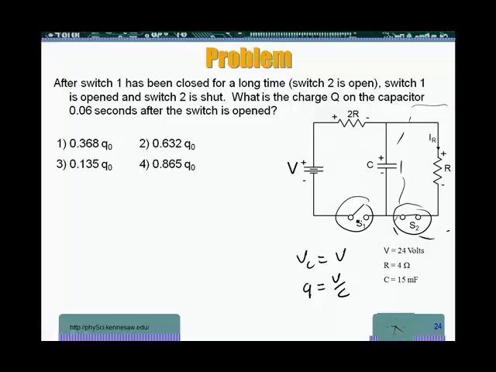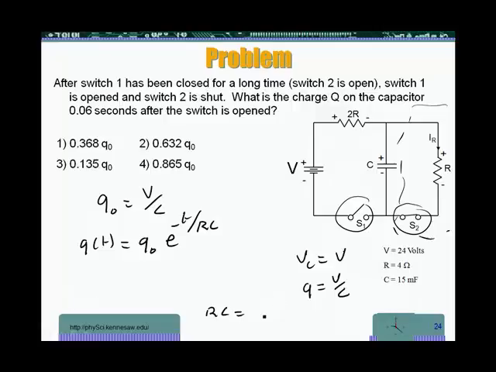Now, we open S1, close S2. We have the discharge now. Q0 then is going to be equal to V over C. Now, the equation for discharge, Q of t, is given by Q0 exponential minus t over RC. We are given R and C here, so we need to calculate our RC time constant.